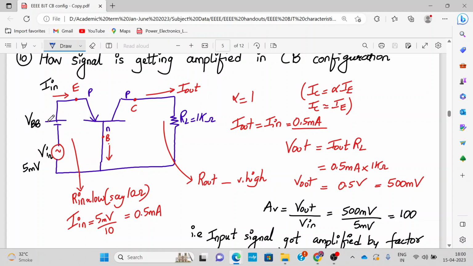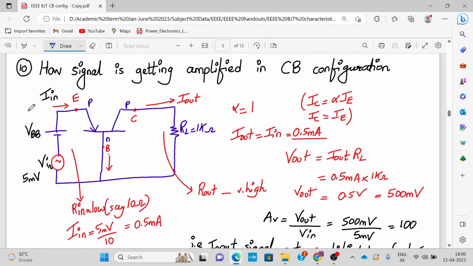So here we have biased this BJT with VBB applied, base emitter junction as forward bias and base collector junction as reverse bias. Okay, reverse bias or zero bias, it should not be forward bias. All right. So here we call input current as I in, output current as I out. Here we have connected a resistor at the output, RL 1 kilo ohm, and we have superimposed an AC signal, that is 5 millivolt AC signal. This is just a hypothesis to explain how the signal gets amplified in common base configuration.